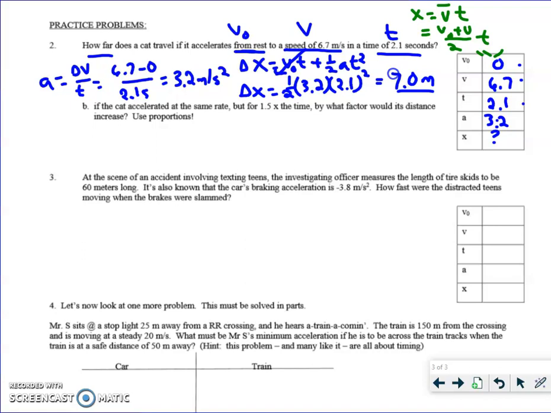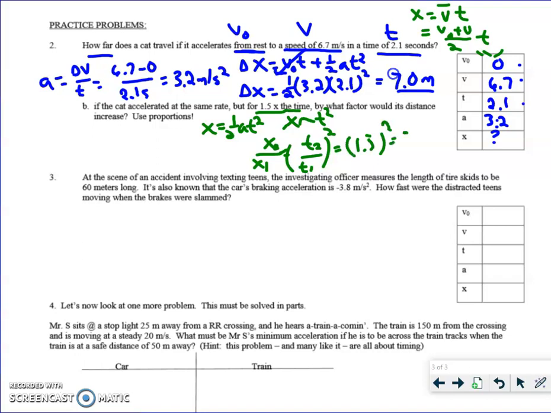B, if the acceleration was the same but for 1.5 times the time, by what factor would the distance increase? So I want proportions. So I need an equation that relates position and time, and that's basically x equals 1/2 at squared. I can ignore the v naught t because v naught is initially 0. So that says x is proportional to t squared. So I can say x2 over x1 equals t2 over t1 quantity squared. So t2 over t1 we're told is 1.5, so that's 1.5 squared, which is 2.25. So we're going to go a little bit more than twice the distance when we only go 1.5 times the time.